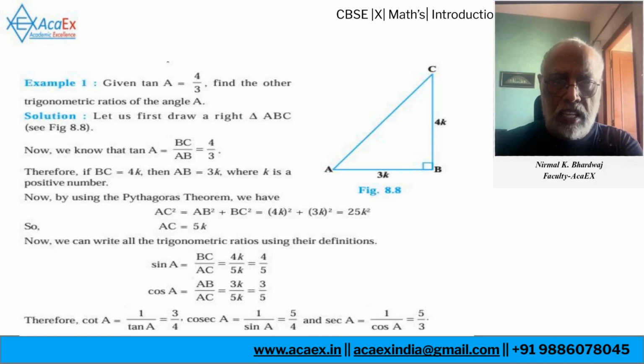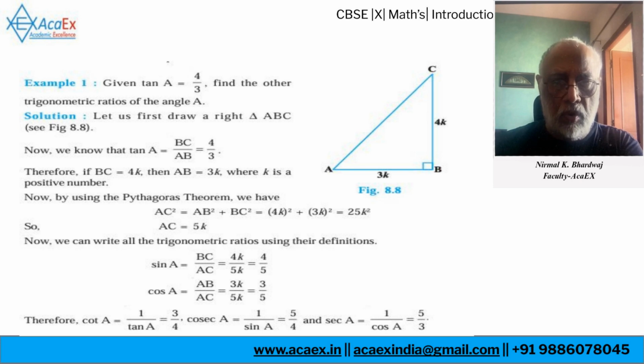Example 1. Finding all ratios. Problem. Given that the tangent of angle A equals 4 divided by 3, find the other trigonometric ratios of angle A. Solution. Since tan A is the ratio of the opposite side to the adjacent side, we can represent the opposite side as 4k and the adjacent side as 3k. Using the Pythagoras theorem, the hypotenuse is the square root of 4k squared plus 3k squared, which equals 5k. With all three sides known, 3k, 4k, 5k, we can find the other ratios.